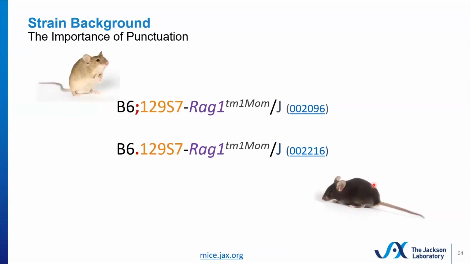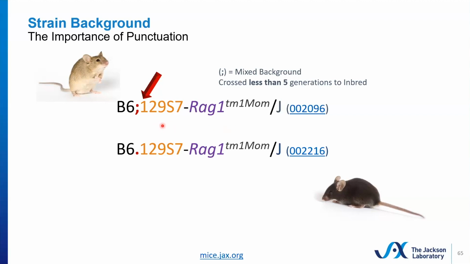I briefly touched upon the differences between congenic and mixed backgrounds, but let's take a closer look into nomenclature for these two strains. There are times when you may come across two strains, like the one shown here, that have virtually identical nomenclature. In this case, both strains listed here have a RAG1 knockout mutation. The difference between these two strains is contained in that tiny punctuation symbol.